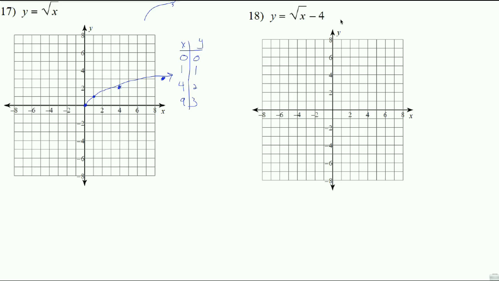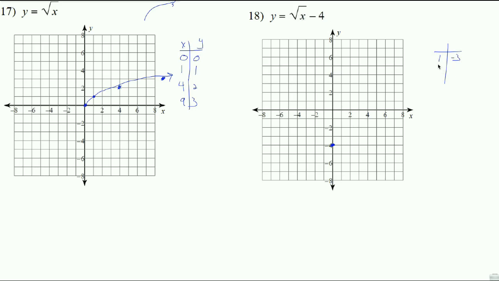And graphing number 18 is similar. It's the square root of x, but this negative 4 on the outside is going to move our graph down 4. So our starting point for this sideways parabola is going to be here. Again, if you want to, you can plug in a few points. We're taking the square root. We already know if we put 0, we get negative 4. Let's try 1. Square root of 1 is 1. Minus 4 is negative 3.